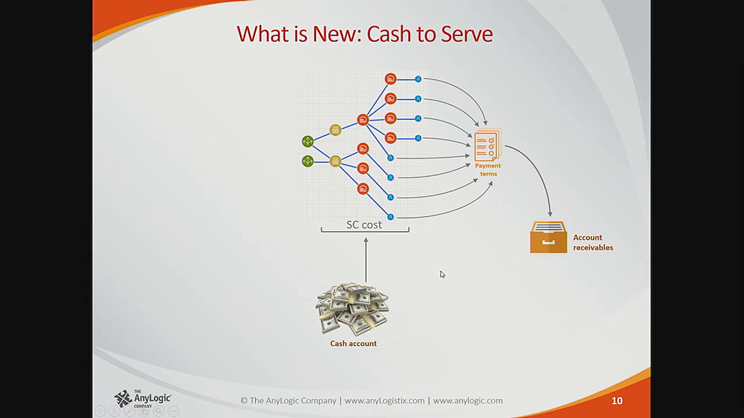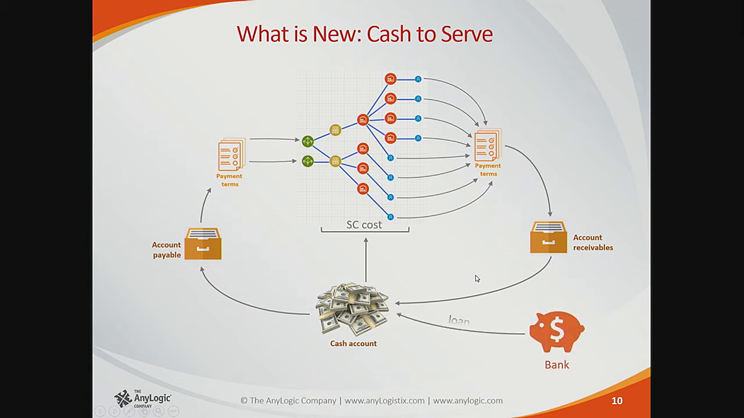Once we get paid, we just add that amount to our cash account. But at the same time, we also have to pay our suppliers. So we have accounts payable. We also have payment terms with our suppliers, and we pay them according to those payment terms we defined. Then, if we don't have money, we just go to the bank, get the loan, and return the loan plus interest. So that's again the simple explanation of what this cash-to-serve experiment does.